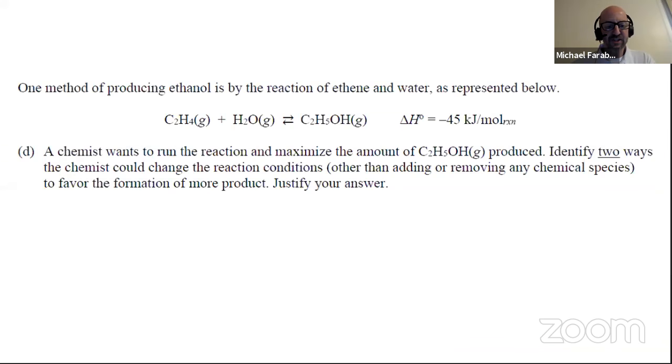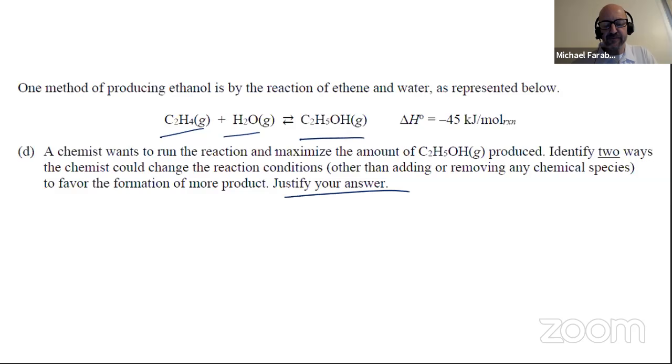All right, the next part of the question is: a chemist wants to run the reaction and maximize the amount of the product. Identify 2 ways the chemist could change the reaction other than adding or removing chemical species. So keep that in mind. We're not allowed to add more C2H4 or more water vapor. That's already given to us in the stem of the question. How can we shift or favor the formation of the product?